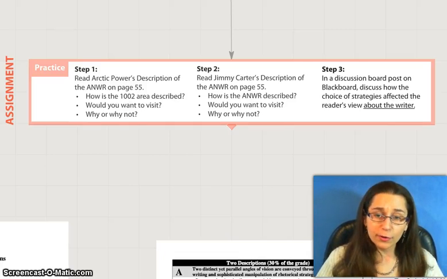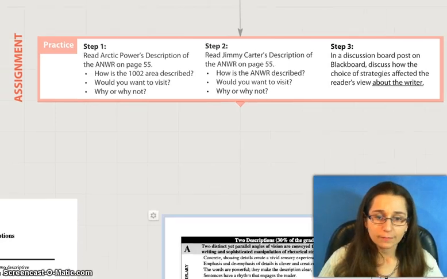As you're going through and completing your discussion board, it's not so much about the actual strategies that were used by these two writers, but ultimately the impact it had on the reader. So when you as the reader walk away from these descriptions, what impact did that create on you? And what did that make you think about these two writers?